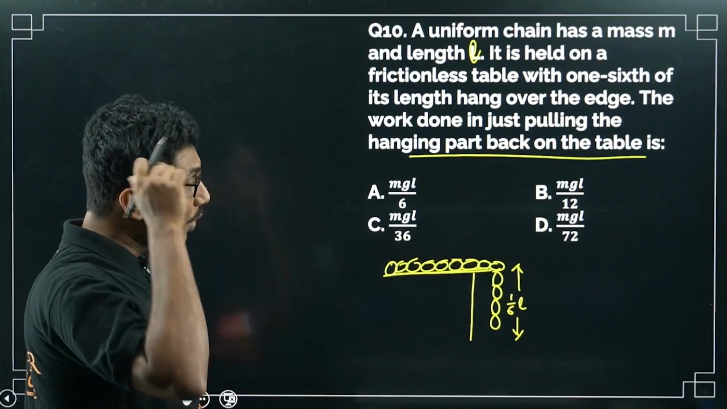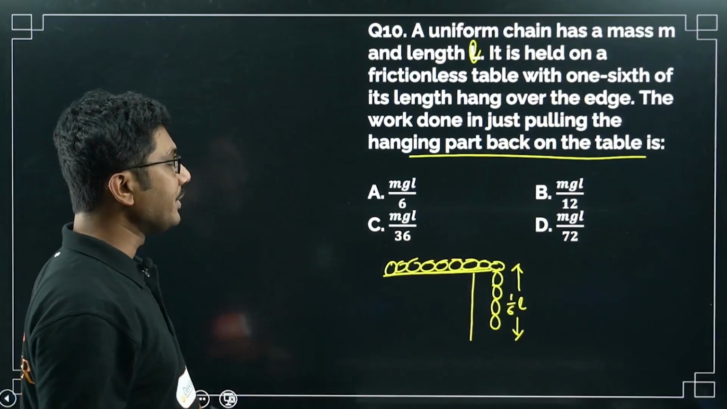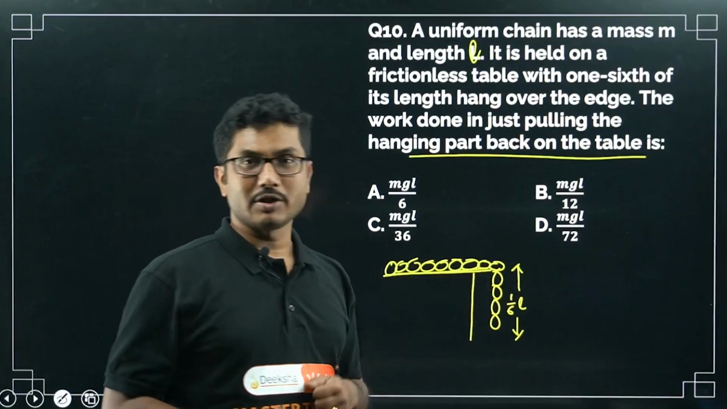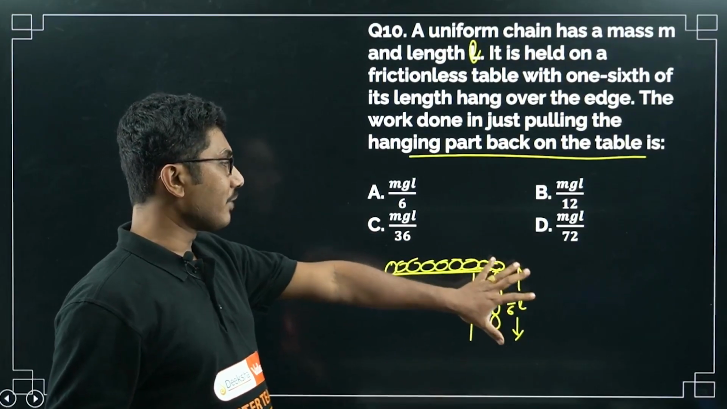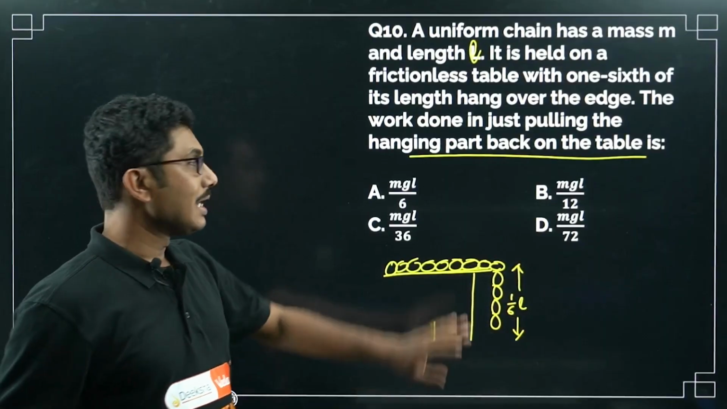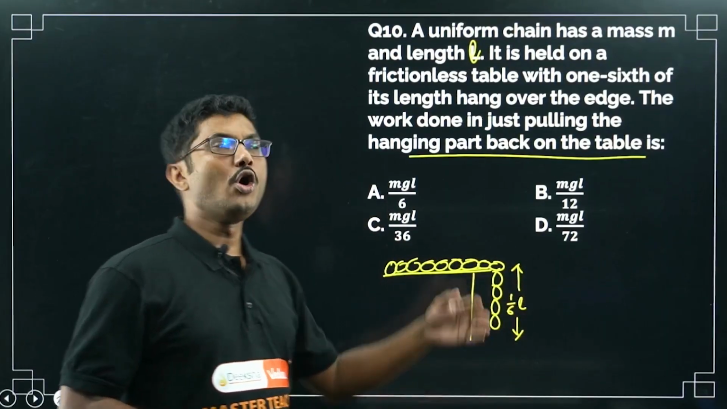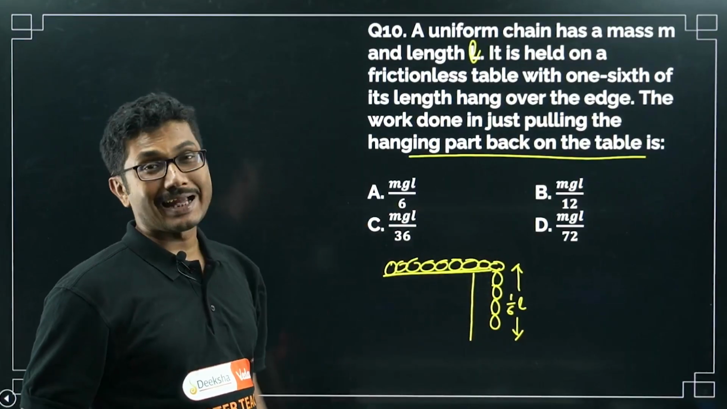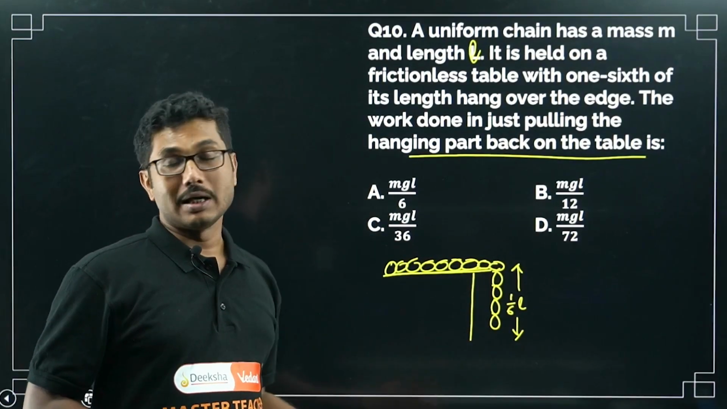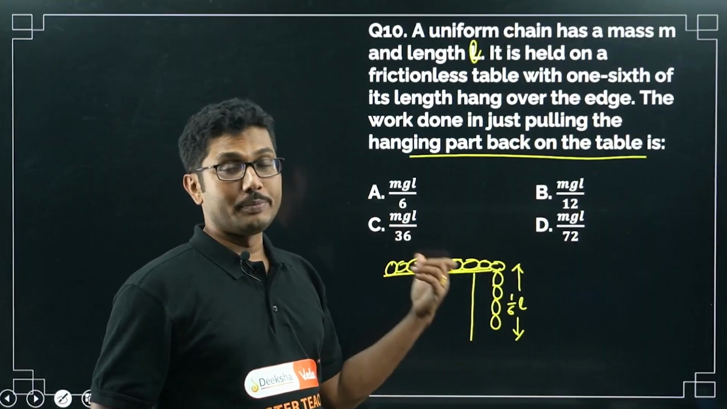And the chain is going up. So what do we have to do? First of all, you have to determine the potential energy of the system, especially the potential energy of the hanging part. If we can calculate the potential energy of the hanging part, the same amount of work we have to do to lift it up. And as you see, the chain is hanging, so the potential energy by magnitude will be negative.